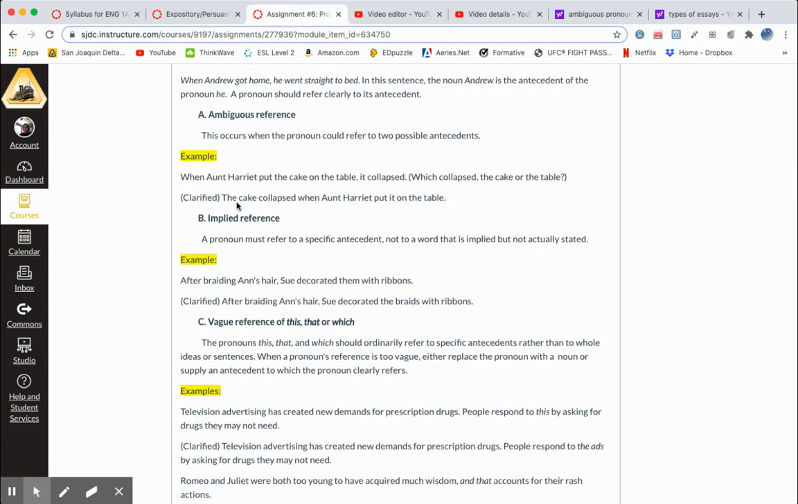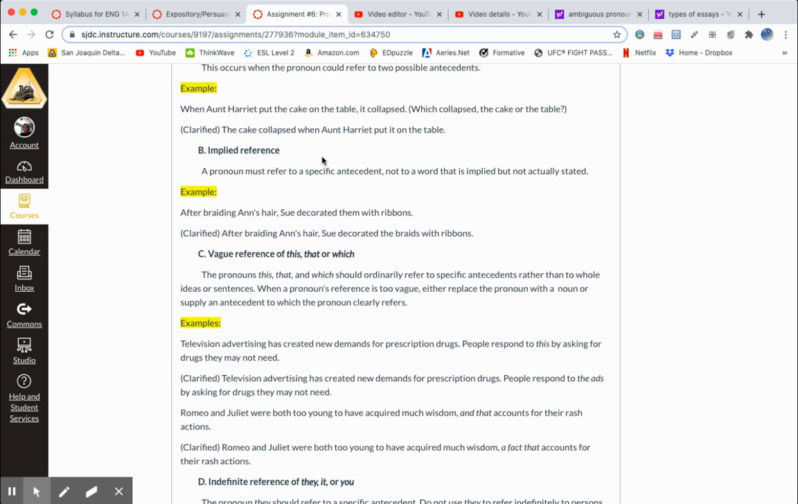Let's take a look at this one. When Aunt Harriet put the cake on the table, it collapsed. Well, the question is, which collapsed, the cake or the table? So that shows the ambiguity of the statement or the unclearness of the statement. And to clarify it, we would say the cake collapsed when Aunt Harriet put it on the table. So in many of these cases with ambiguous reference, we're forced to change the organization of the sentence altogether in order to make it clear.